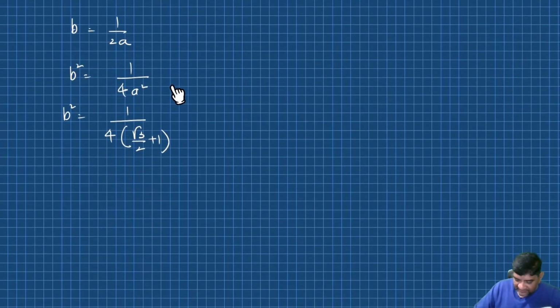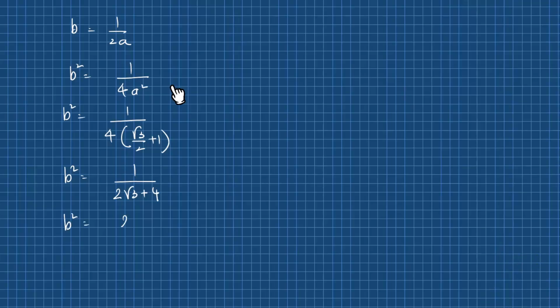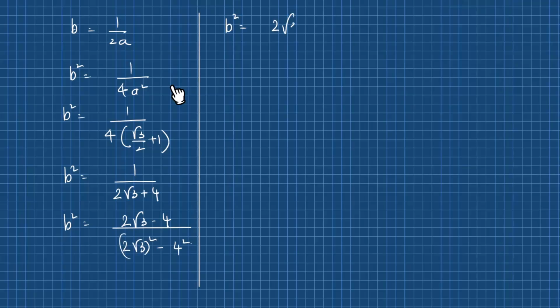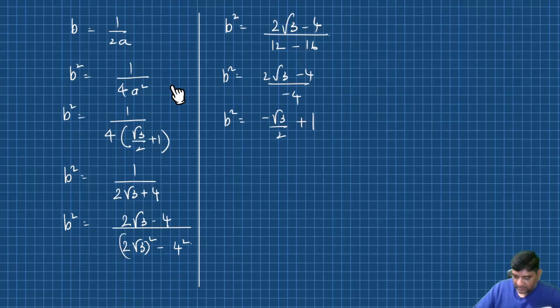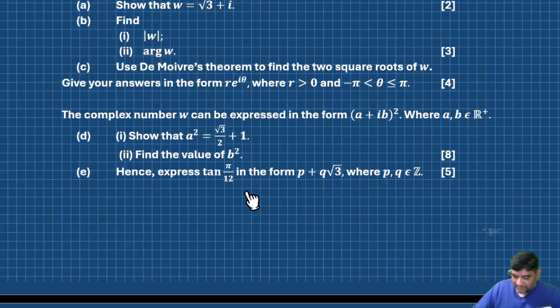Now let's simplify this further. So b square can be written as 1 over 2 root 3 plus 4. Again, I'm going to be rationalizing the denominator. By 2 plus 1, or I can write this as 1 minus root 3 by 2. Let's now find the expression of tan pi by 12 in the form p plus q root 3.